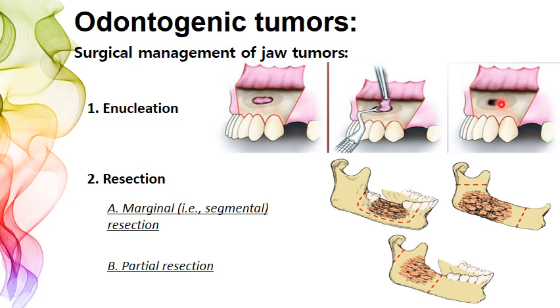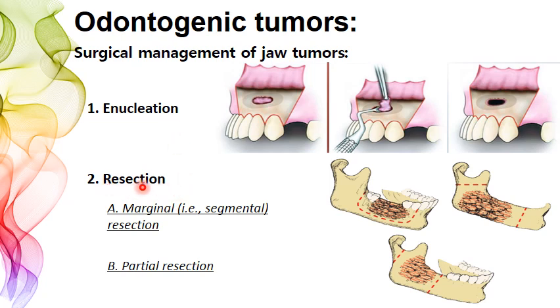This is the curettage. I do this when I suspect there is a remnant of soft tissue in the cavity of the tumor. This is enucleation. It is simple. It is the main treatment for benign odontogenic tumors.